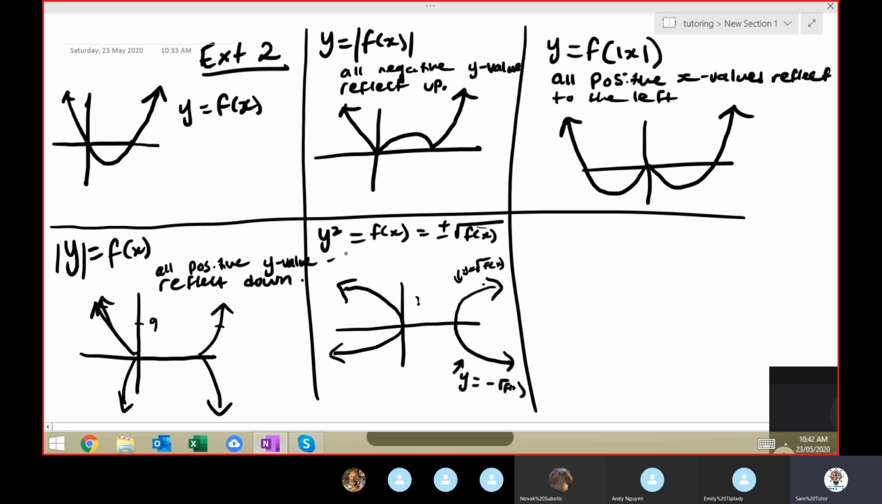So you don't need to learn two of them. I know they teach you two different graphs here, but they're the same graph. Cool. So square root f of x and y squared are exactly the same graph. And last one.